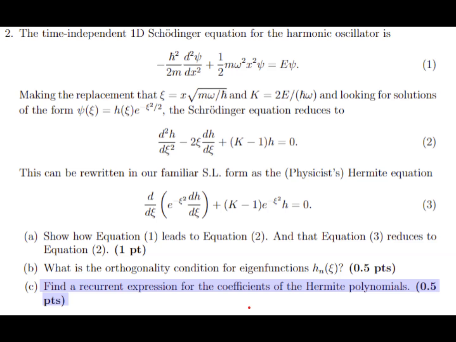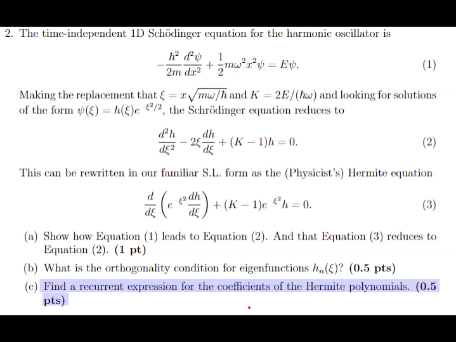Once we're done with that, we're going to say, what's the orthogonality condition? Meaning, how do we know it's orthogonal, for the eigenfunctions of xi, the h of xi, and then we're going to find a recurrence expression for the coefficients of the Hermite polynomials.